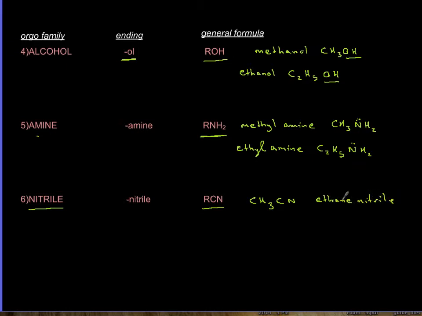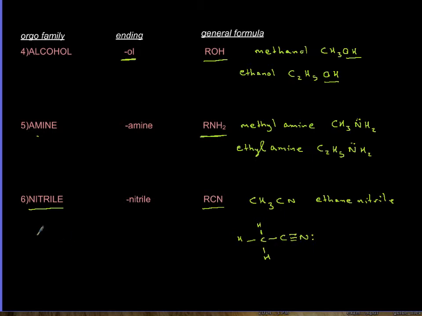Now I'm going to open this to say there is a triple bond here between carbon and nitrogen. So this picture is CH3 attached by a single bond to carbon, then you have a triple bond to nitrogen and a lone pair of electrons. So this is a group that represents the nitrile family.